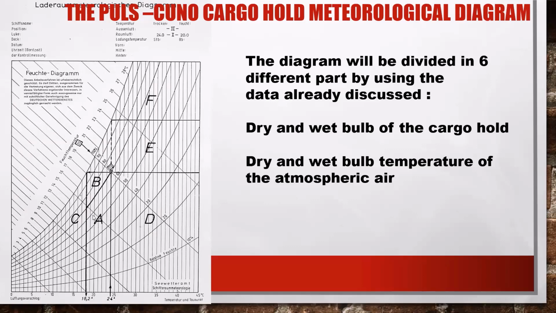Let's say the dry and wet bulb temperature of the atmospheric air is in field A. This means it is possible to cool and dry the cargo by ventilation with all possible capacity for exhaust and supply. If it is in field B, always based on the actual wet and dry bulb temperature from the cargo hold, then carefully ventilation in order to cool and dry the cargo is possible. It should only be exhausted, which is to be watched because the values of area B are very limited.